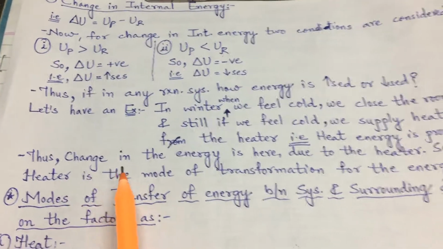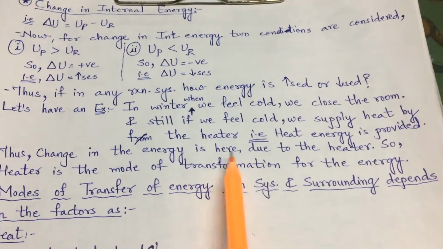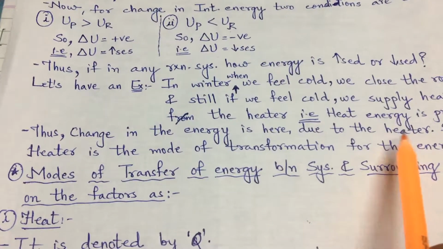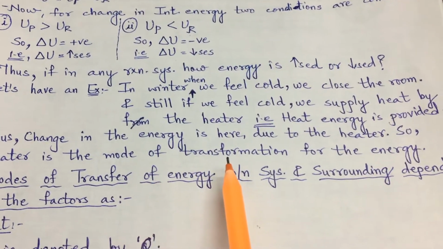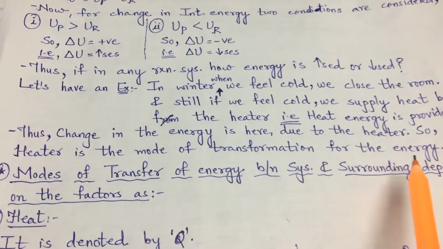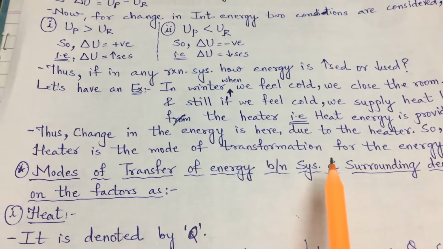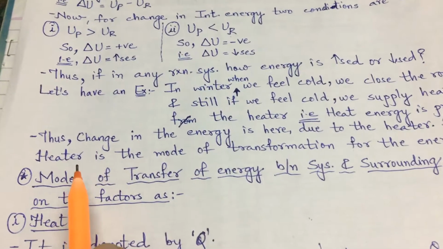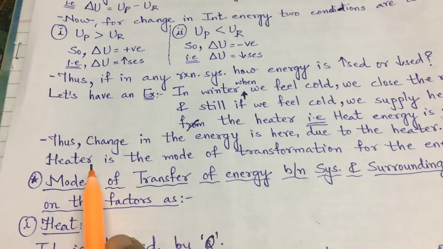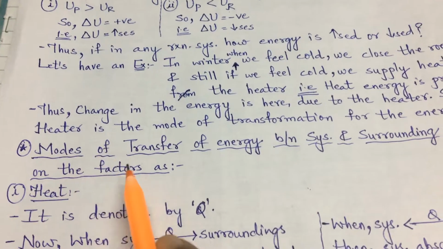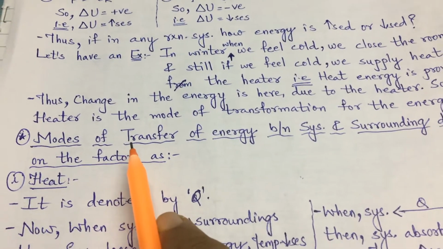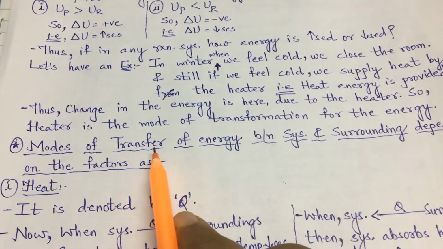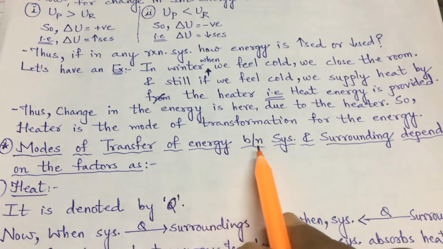So, the change in the energy here is due to the heater. And so we can say that heat is the mode of transformation for the energy. The cool energy is now converted or transferred to heat energy, and it is because of the heater. So the heater is the mode of transformation.